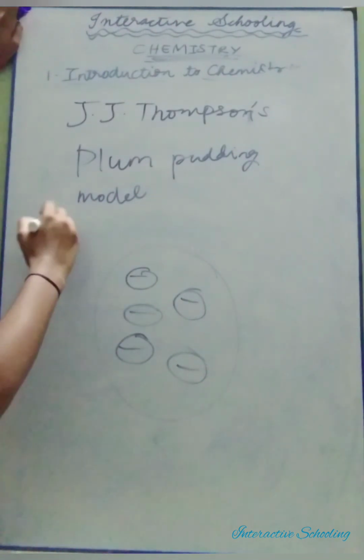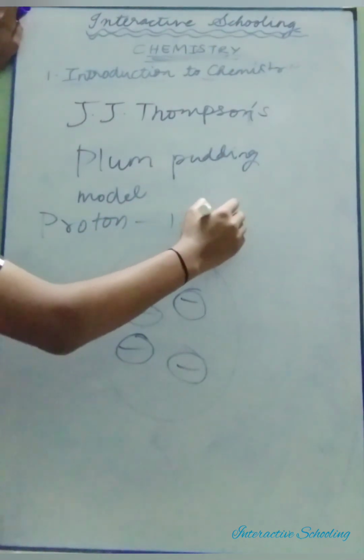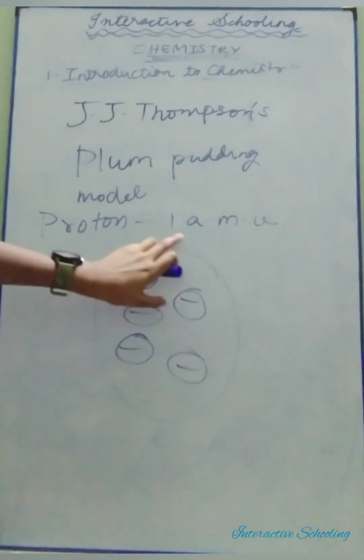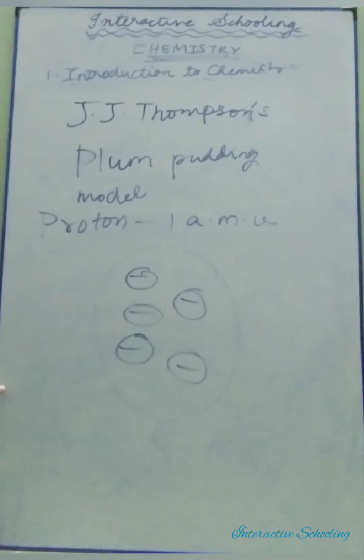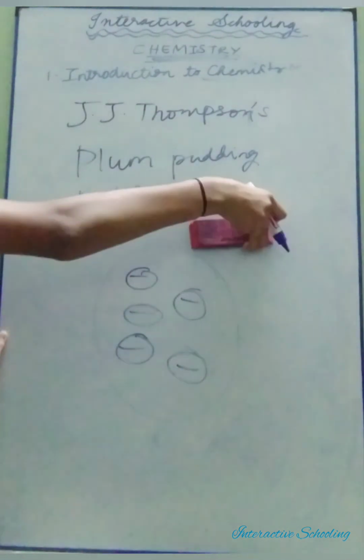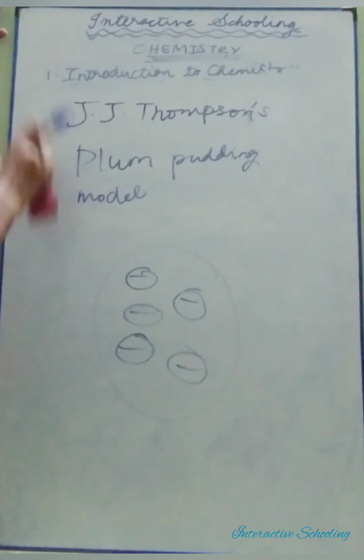So the proton's mass is 1 AMU. What is AMU? 1 atomic mass unit. So proton's mass is 1 AMU and the electron's is very negligible. So it's considered as 0. We don't take that into account. So this was J.J. Thomson's plum pudding model.